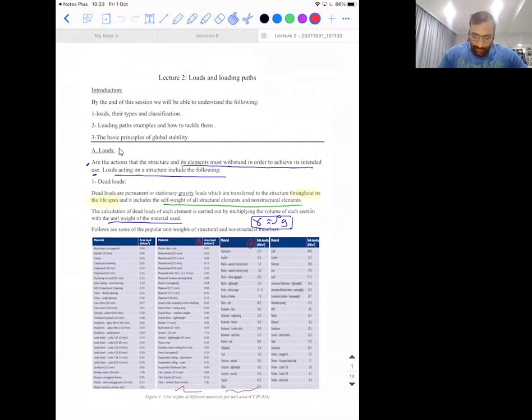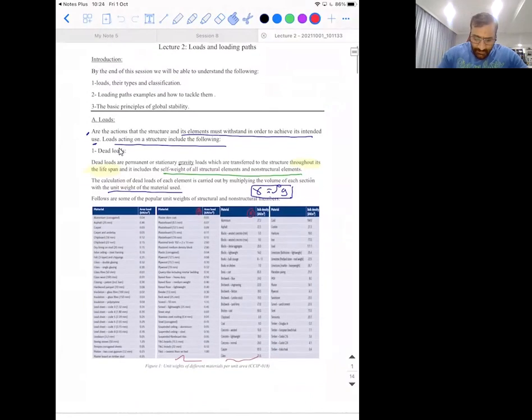So we're going to talk about loads. Loads are the actions that the structure and its elements must withstand in order to achieve its intended use. يعني المبنى يكون عليه مجموعة من الأحمال أو مجموعة من الأوزان لازم يشيلها ولازم إنه يشيلها عشان يكون static. فضروري نعرف إحنا أنواع اللودز. So loads acting on the structure include the following.